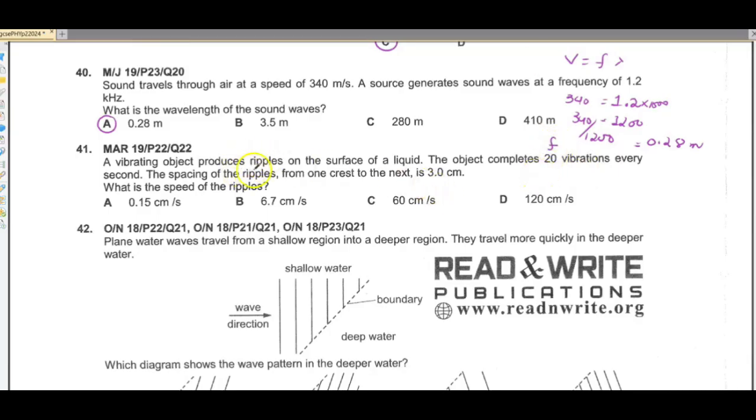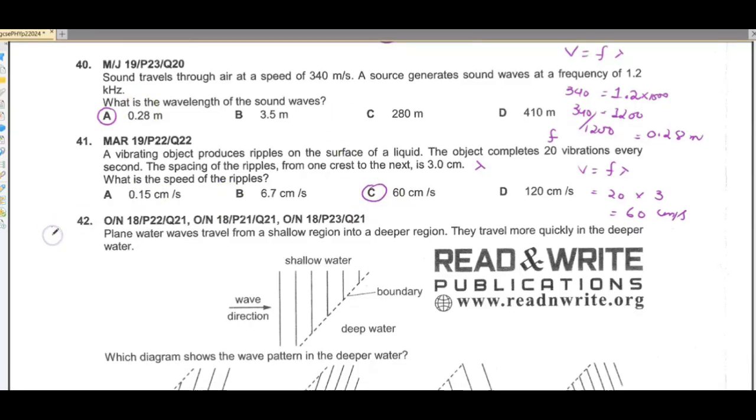The spacing of ripples from one crest to the next is 3 centimeters, so our wavelength is equal to 3 centimeters. And if we have to find the speed, we just use our formula where we multiply 20 with 3. So it's going to give us an answer of 60 centimeter per second, because the wavelength was in centimeters. We didn't have to change it into meters. So C is our correct option.